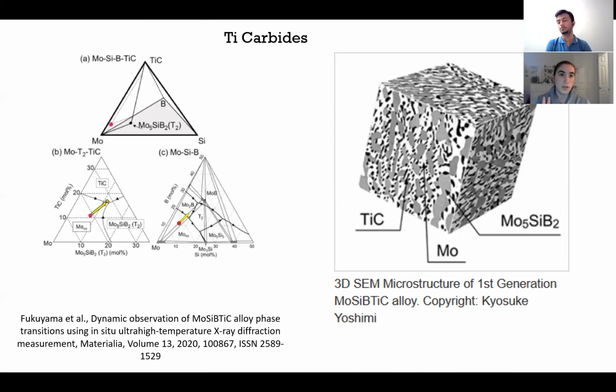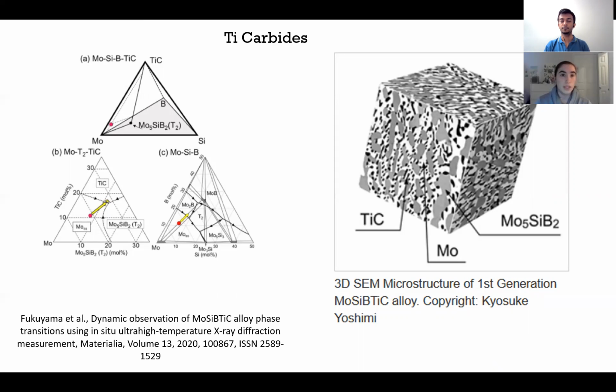But there's also a lot of different materials being researched. So an entirely new category of materials that are being looked at for high temperature applications are titanium carbides. Recently, as of 2020, in fact, there was research that showed you could use titanium carbides to increase the temperature and the yield strength of molybdenum silicon.